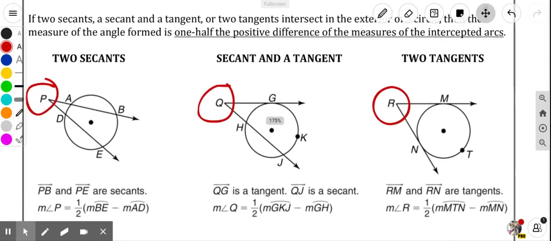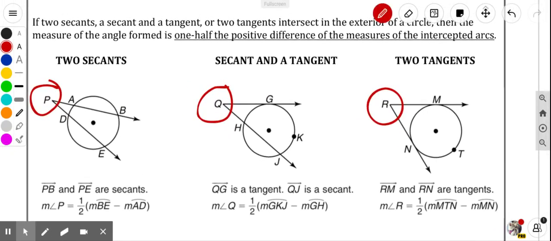Let me zoom in a little bit here. You can have 2 secants that intersect outside the circle. And so see the 2, let me use a different color, see the 2 arcs. We have BE and AD. If we subtract these 2 arcs, you always want to do the bigger one minus the smaller one. Or if you do the small one minus the big one, you're just taking the positive difference. It says that in the theorem. We don't want any negative numbers here. But if I subtract BE and AD and cut it in half, I would get angle P. Okay, so that's 2 secants.